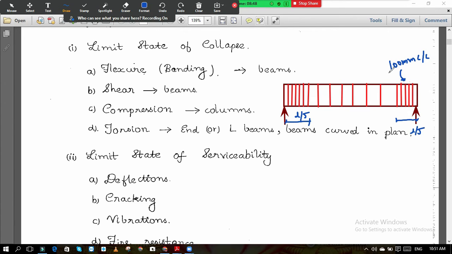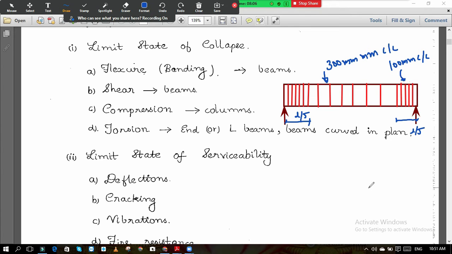100 mm, on site the engineers and all the labor speak in inches and feet. So normally they keep the spacing at 4 inches. 4 inches means 100 mm. And as we move towards the center, if the shear force is very less, then we can go up to 300 mm center to center.